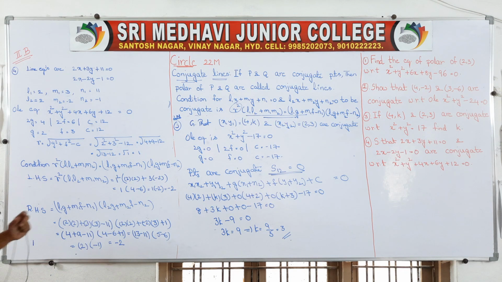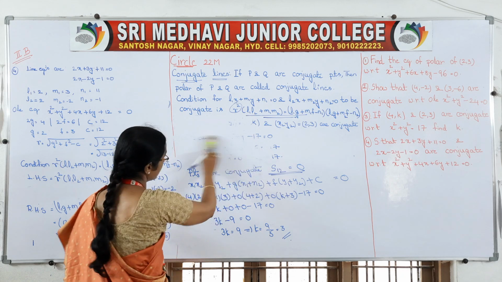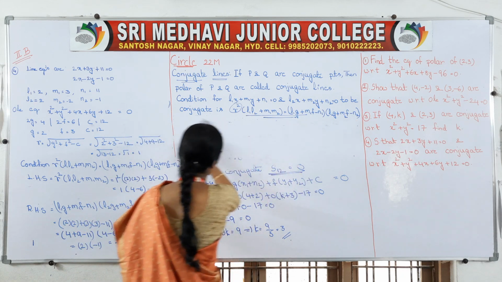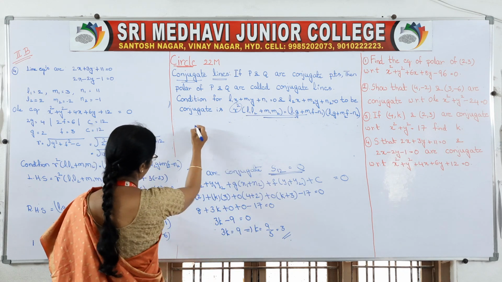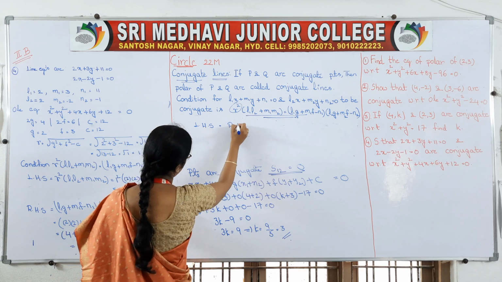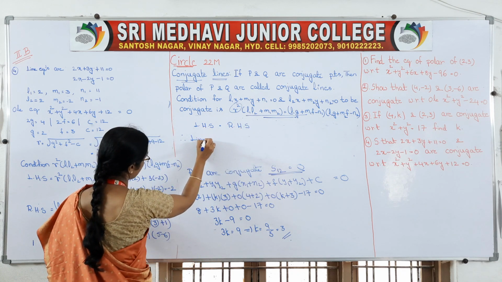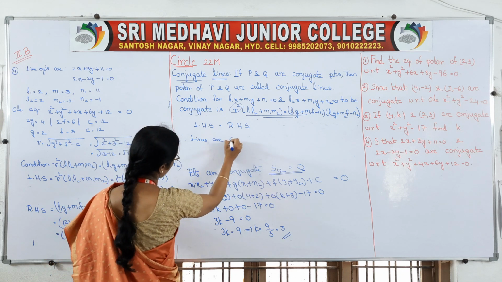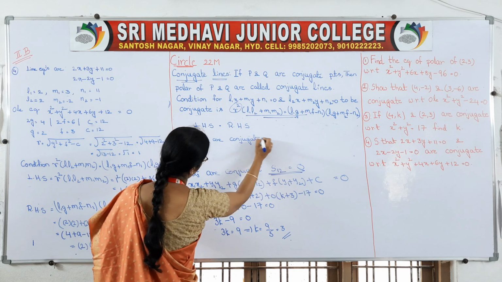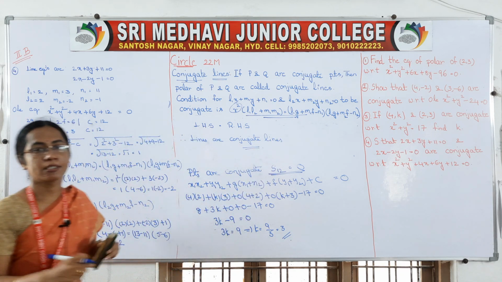Okay. So we got LHS is equal to RHS. Left hand side value is equal to right hand side value. Therefore, the lines are conjugate lines. So this is the answer.